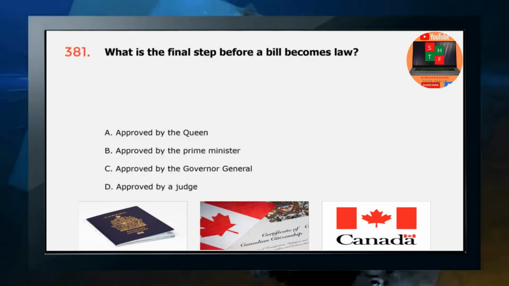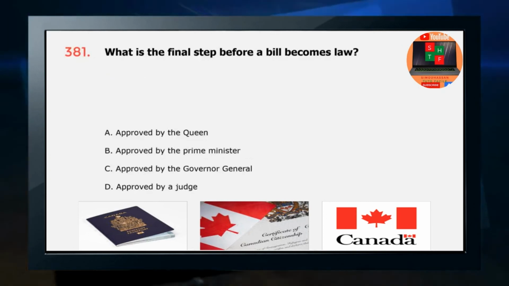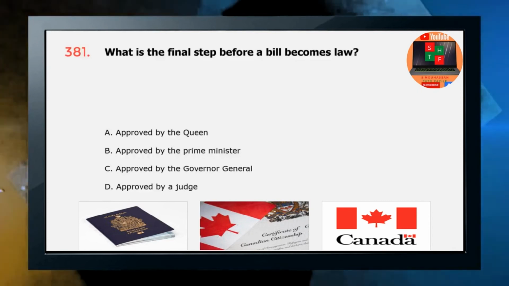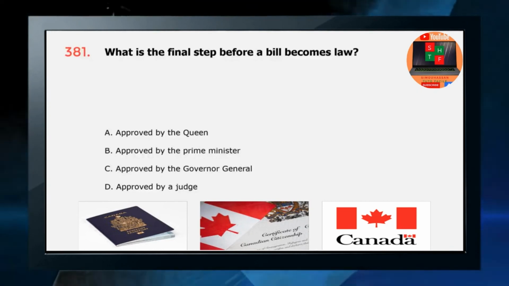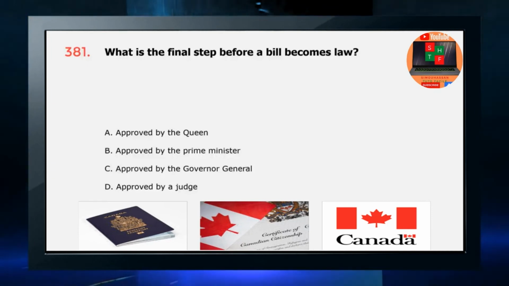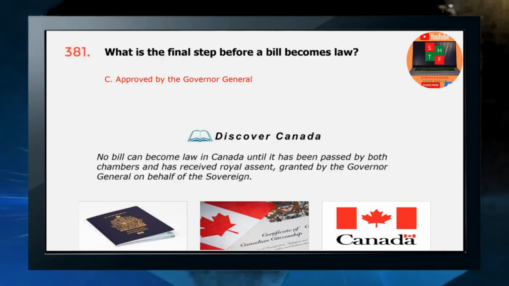Question 381. What is the final step before a bill becomes law? A. Approved by the Queen. B. Approved by the Prime Minister. C. Approved by the Governor-General. D. Approved by a judge. The answer is C. Approved by the Governor-General.